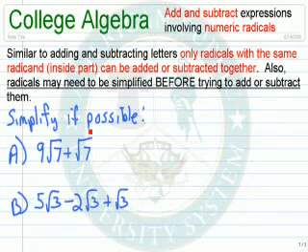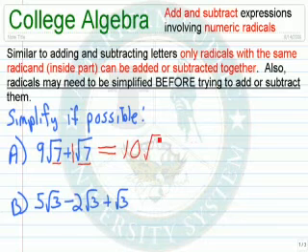Let's simplify if possible. 9 times the square root of 7 plus the square root of 7. Notice the radicand is the square root of 7 for each case. There's an understood 1 out here, so if we have 9 of them plus 1 of them, then altogether we have 10 times the square root of 7.